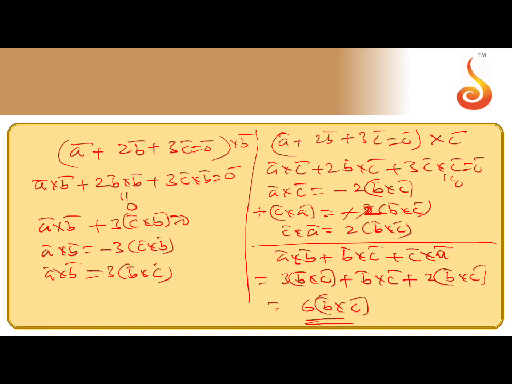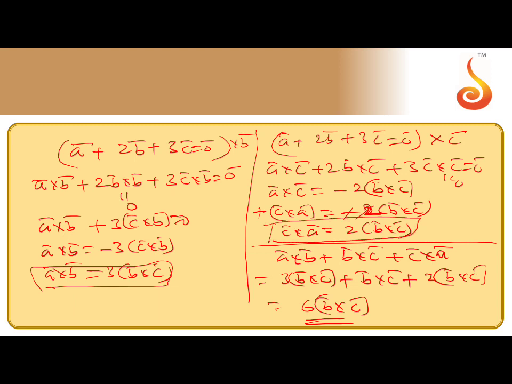So understand now? First take the cross product with B bar and find the value of A cross B, and next take the cross product with C bar and find the value of C cross A in terms of B cross C. All these two values substitute in the given data.